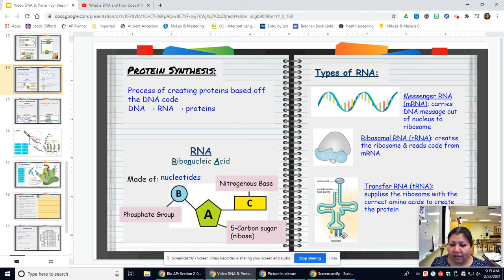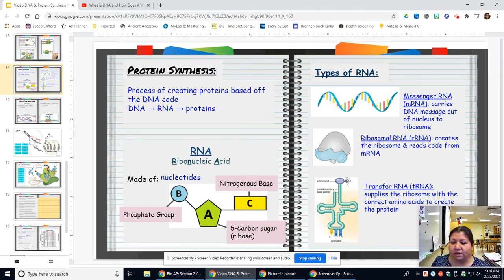What I have down here at the bottom, you can see I have some bases, and these bases are called an anticodon. I'll talk about that in a second. Up at the top, there's my amino acid. So it's going to transfer one amino acid at a time based on that message from the mRNA.